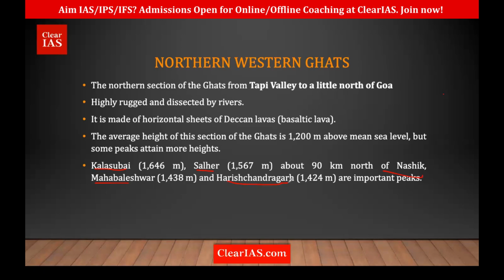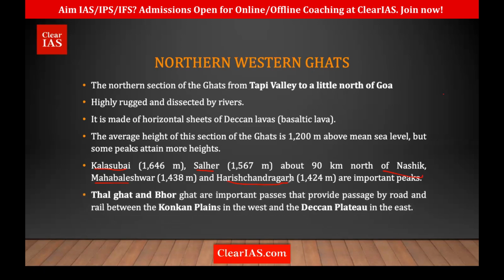Kalsubai is important because they're in the news as well. Kalsubai is in Maharashtra. Salher is there. It is north of Nashik. And below that, we have Mahabaleshwar and the Harishchandra ranges. Then there are important passes. There are two important passes here, the Thalghat and Borghat. So when you study passes, we'll be learning about Thalghat and Borghat as well.